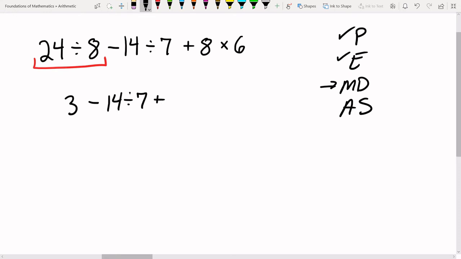I'll write down the rest of it just so we keep the same kind of order here. Then still working with multiplication and division, working left to right, we see 14 divided by 7, which is 2.